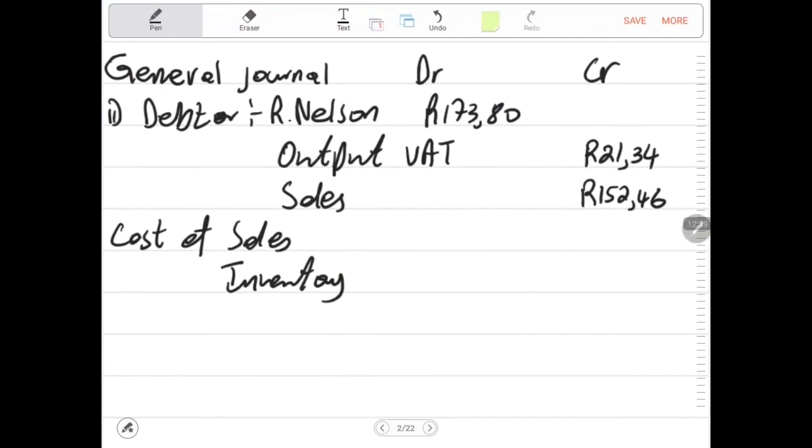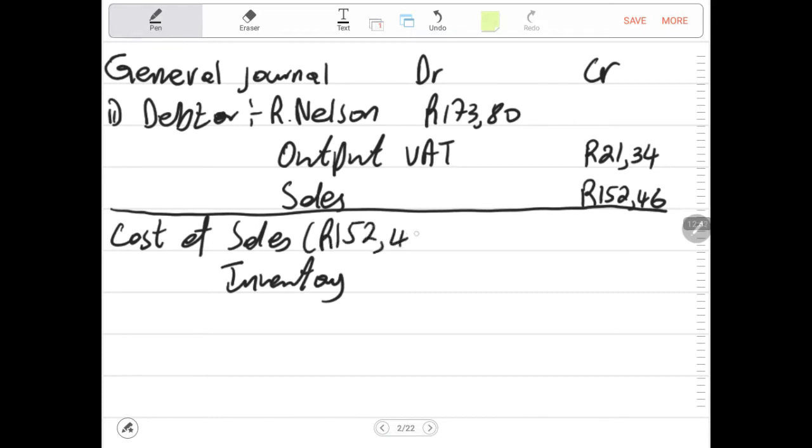Remember, if it was perpetual, this is what we would have to add, meaning debit cost of sales, then credit inventory. Then you have to take your amount of sales. This is not a requirement, 152.46. You multiply this by 100%. You divide by the markup percentage, which I don't know. If the markup is on cost, maybe it's 50%, then you'll divide by 150. But we are not given this one.